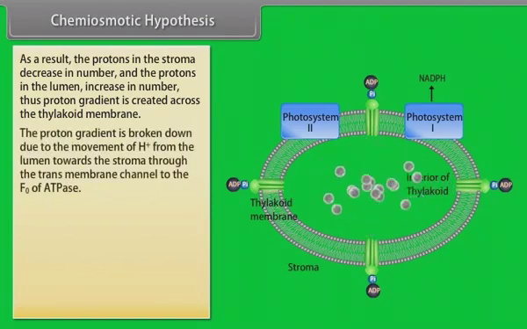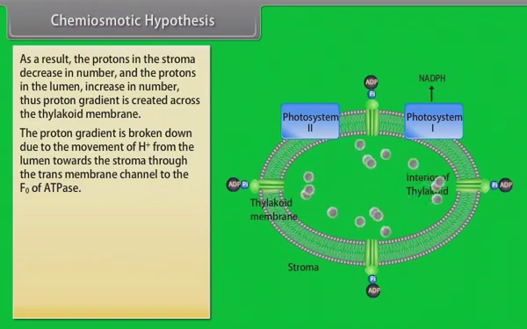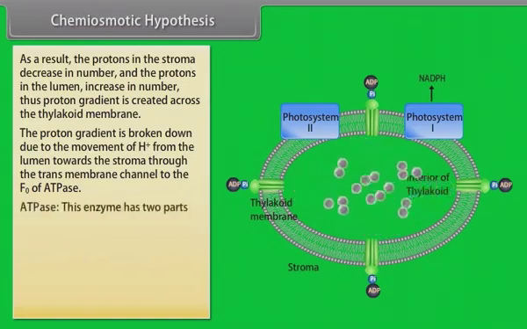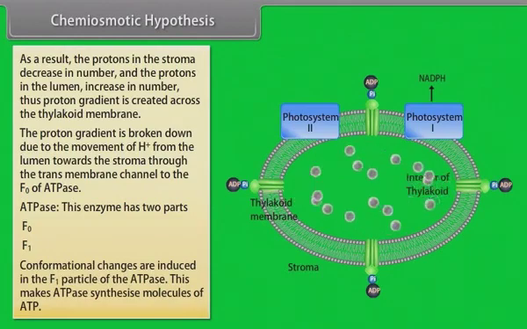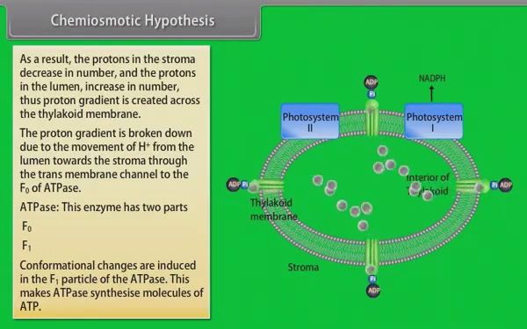The proton gradient is broken down due to the movement of H+ from the lumen towards the stroma through the transmembrane channel to F0 of ATPase. This enzyme has two parts, F0 and F1. Conformational changes are induced in the F1 particle of the ATPase. This makes ATPase synthesize molecules of ATP.